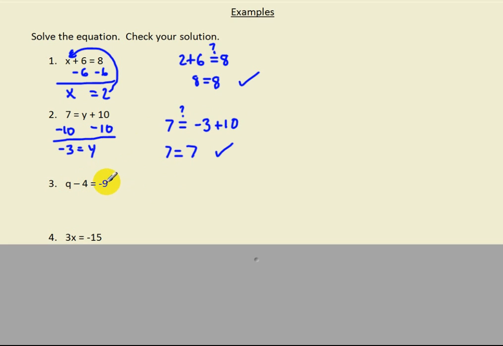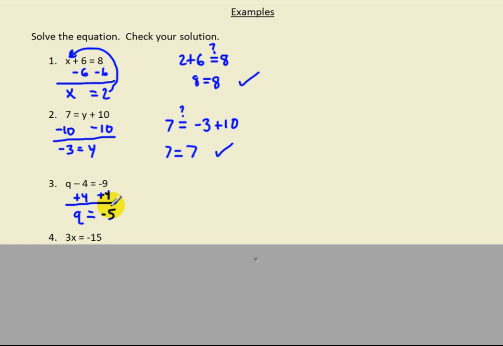Okay, q minus 4 equals negative 9. So we're going to undo subtraction by adding. Add 4 to each side. On the left-hand side, we get q equals negative 4 plus 4 is 0, so that's gone. Negative 9 plus 4 is negative 5.